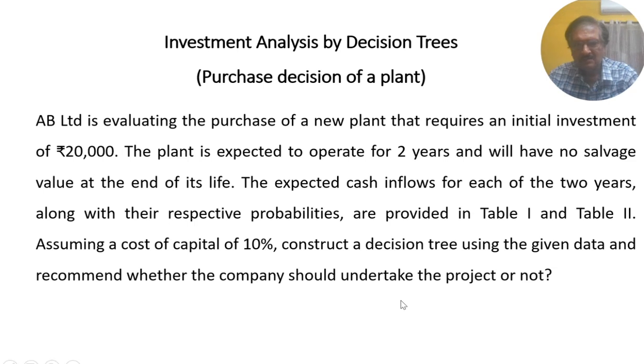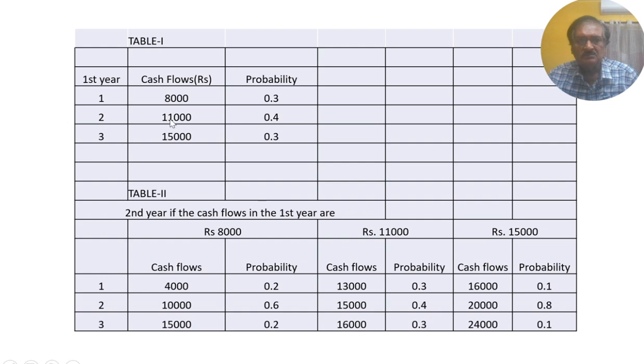This is the problem. First, see the data. This is table 1 and table 2. The cash flows for the first year are 8,000, 11,000 and 15,000. I will show how to draw them in the decision tree. The probability of occurrence for the first year 8,000 is 0.3. This is the probability for occurrence of 8,000 cash flows. And the probability for occurring 11,000 cash flows is 0.4 and 15,000 cash flows is 0.3. Okay, these are the cash flows with probability for the first year.